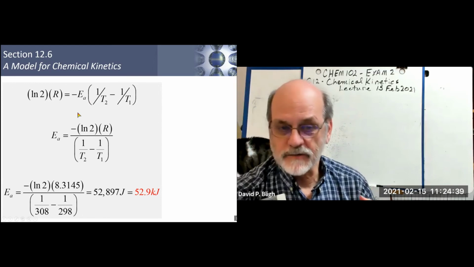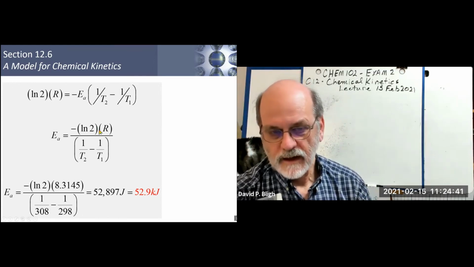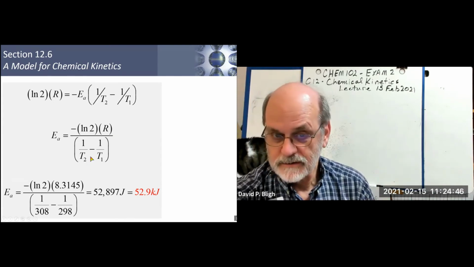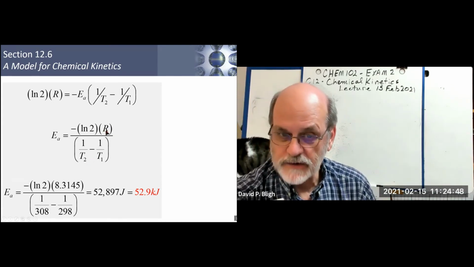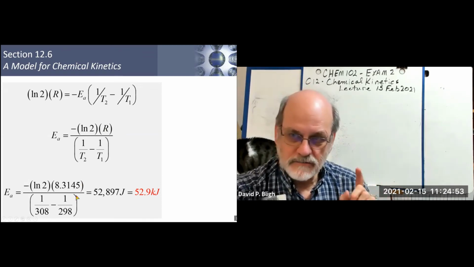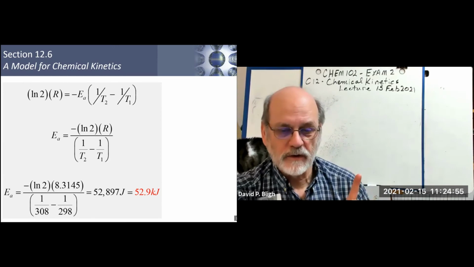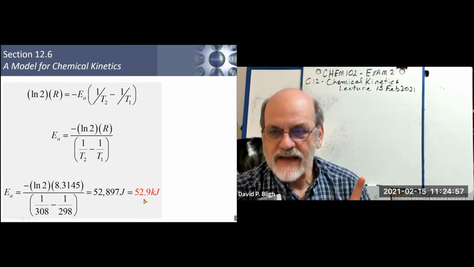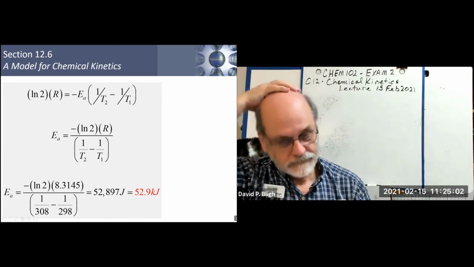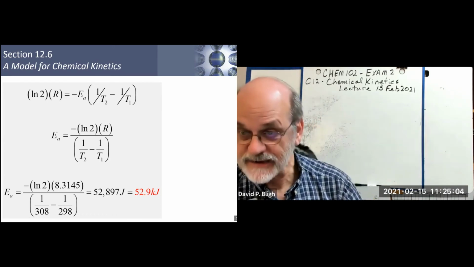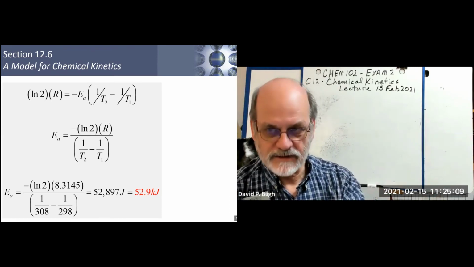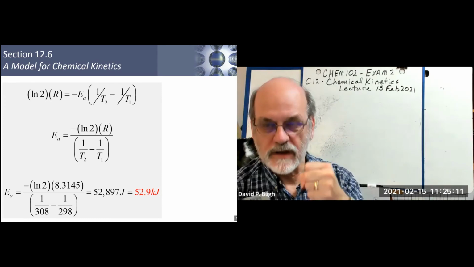So now it's just a matter of solving the equation, plugging in the temperatures, right? Plugging in the gas constant and resolving. And it turns out, for that rule of thumb to be true, the activation energy has to be 52.9 kilojoules. If that's the case, then from 25 to 35, that rule of thumb is rock solid.